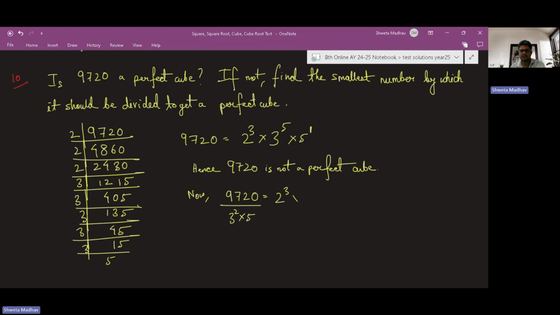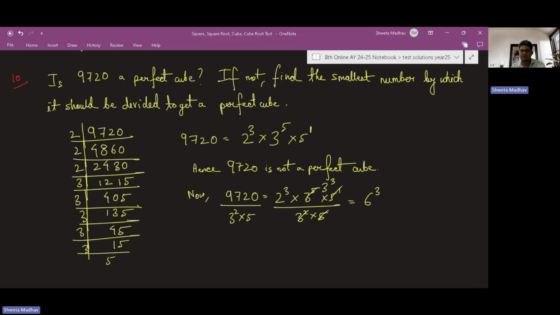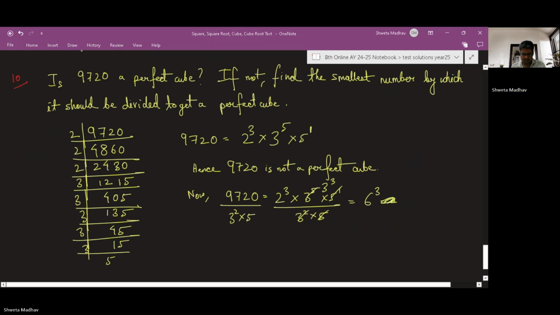Since 9720 is 2 power 3 into 3 power 5 into 5 power 1, if we divide it by 3 power 2 into 5, then 5 will get cancelled and this will become 3 power 3. Then it will be 6 power 3, so then it will be a perfect cube. It will be 6 cube.